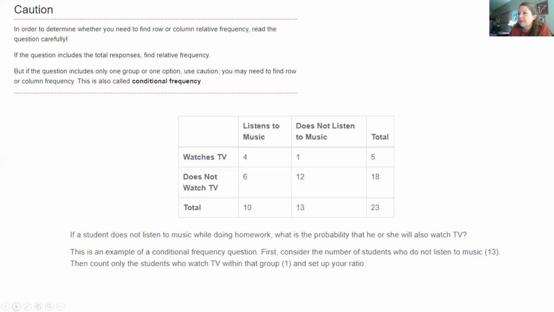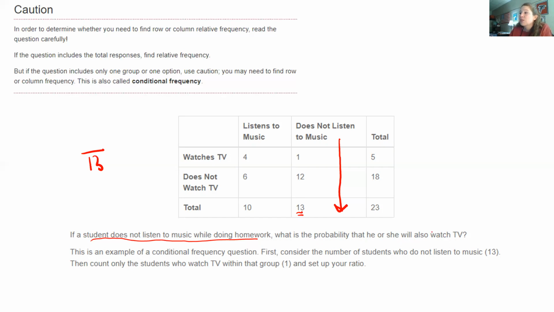So let's look at the first example. If a student does not listen to music while doing homework, what's the probability that he or she will also watch television? All right, so what's our first criteria? If a student does not listen to music while doing homework. So we're talking about only these 13 students who do not listen to music while doing homework. So that's my denominator. What is the probability that he or she will also watch TV?